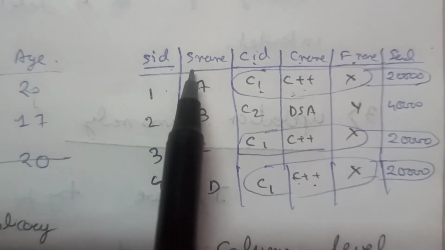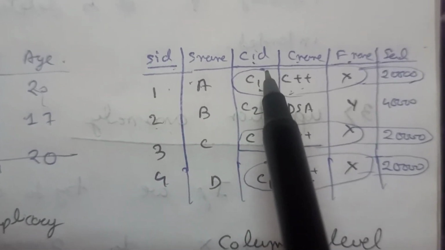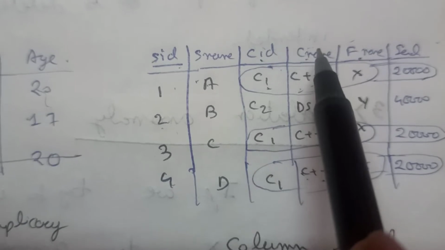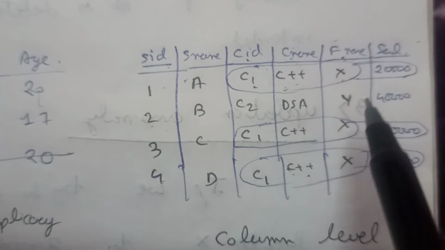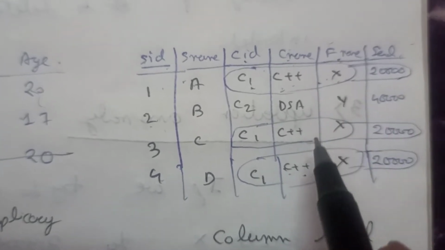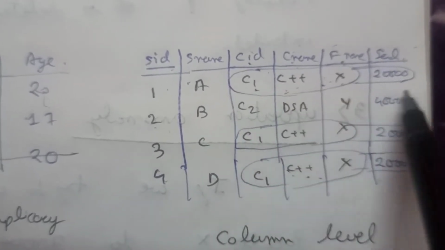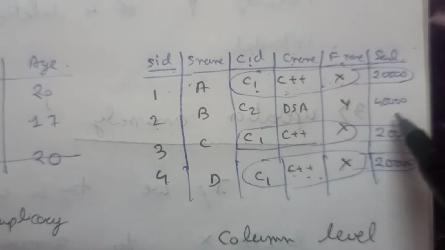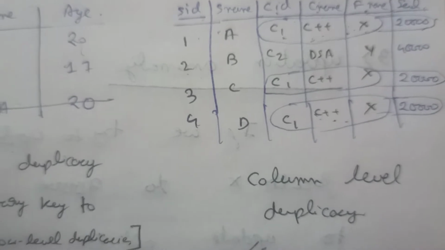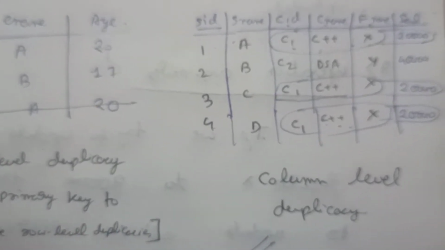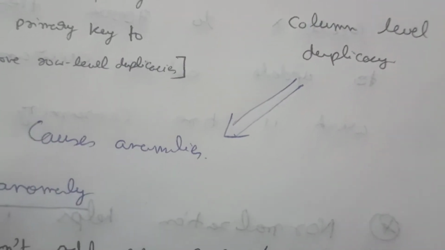Here I have declared this SID as primary key, so this is having only unique values, but these four columns, CID, that is course ID, course name, faculty name and salary, are having repetitive values, for this particular row, this row and this row. So all these three rows have the same values for these four columns. This type of data redundancy or duplicacy is known as column level data redundancy or column level duplicacy. Okay, so how to remove that? We will go to that later. First check what problems occur for this column level duplicacy.